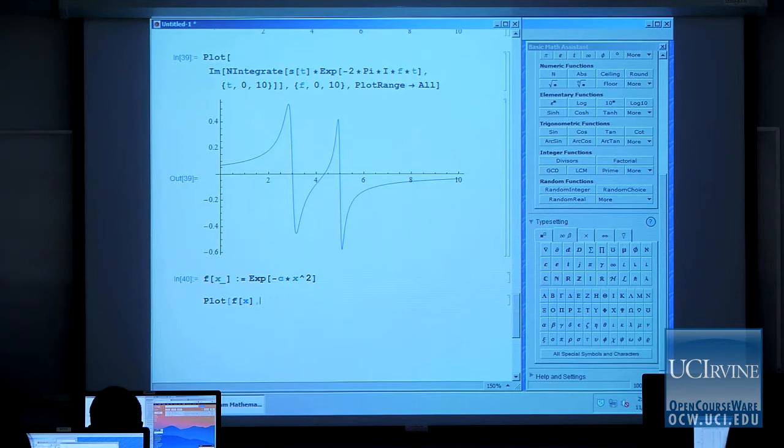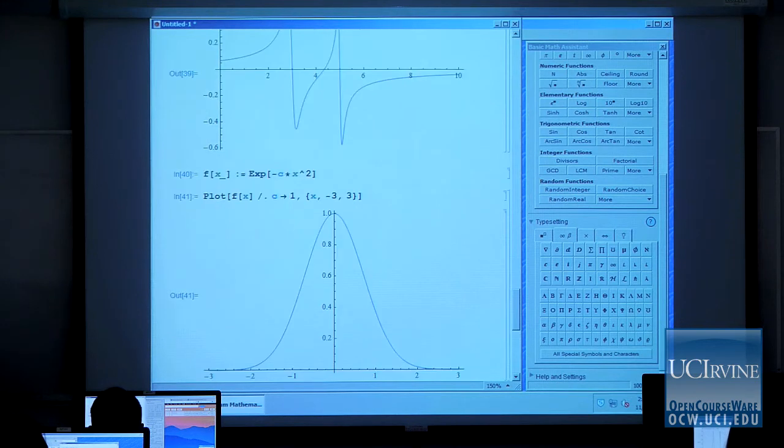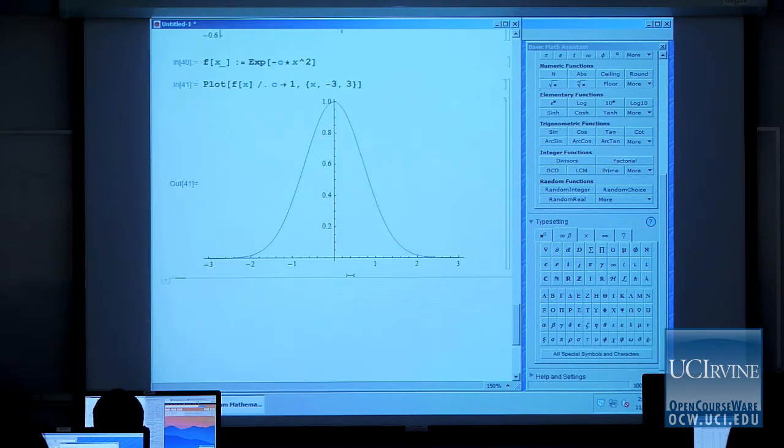Oops. Actually, let's use a replacement rule to put in a value for c. Let's just put in 1. And we'll have x go from minus 3 to 3. Okay, so there you see you get a nice bell curve, a Gaussian function centered at 0.